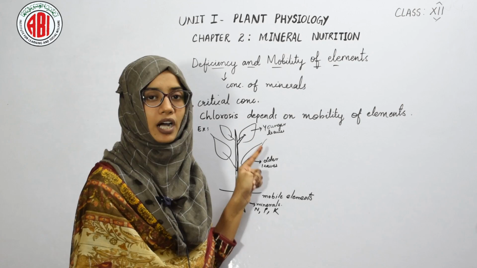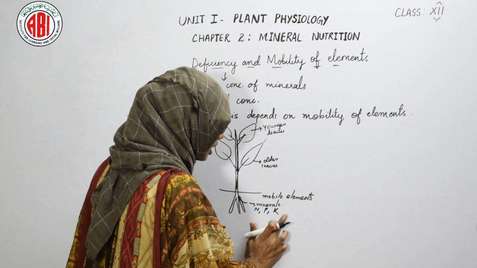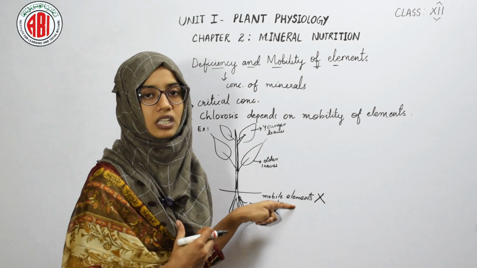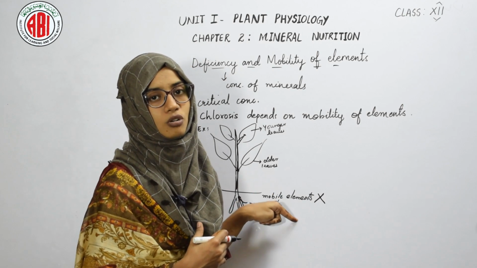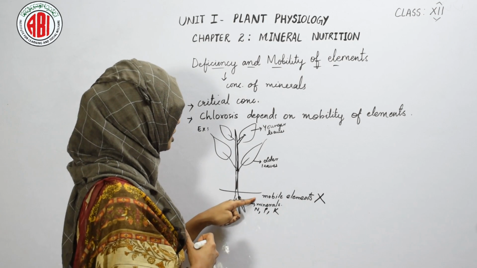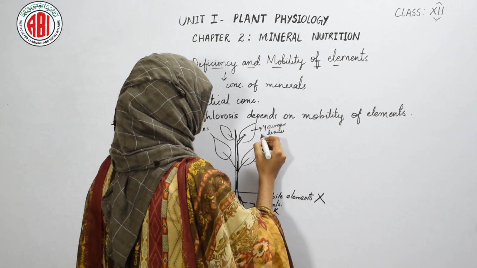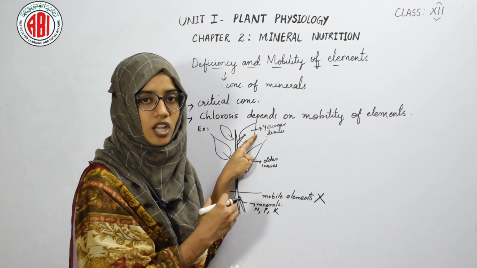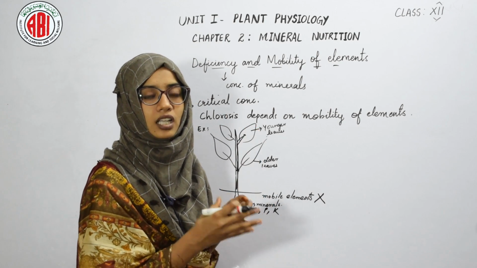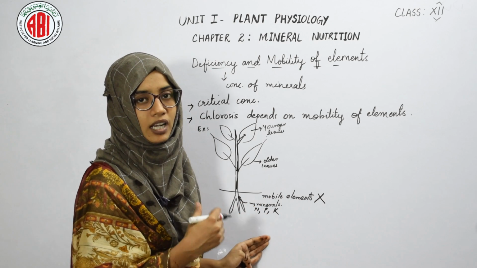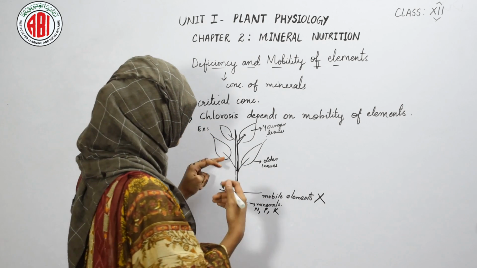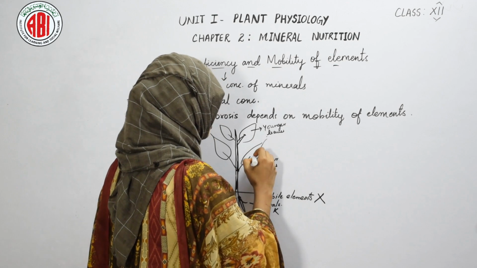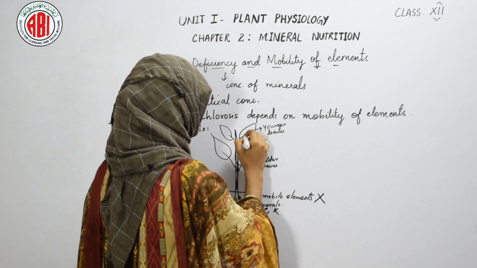But if these mobile elements or minerals are absent in the soil, the deficiency of these elements shows the greater requirement of these elements by the younger leaves. Now in this situation, when the younger leaves require certain mobile elements or minerals, the mobile elements which are present in the older leaves are going to be transported to the younger leaves.